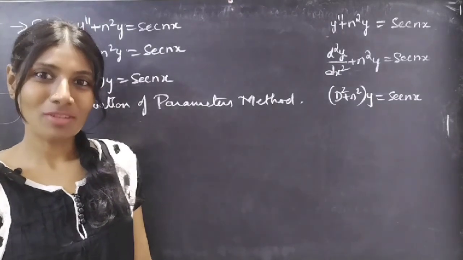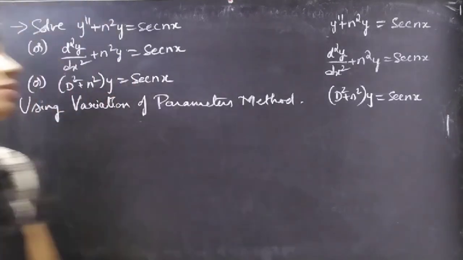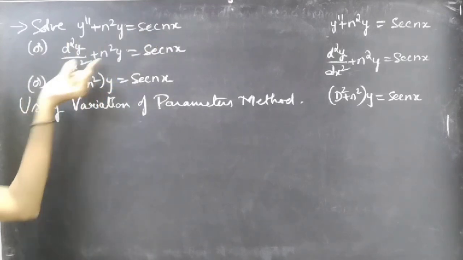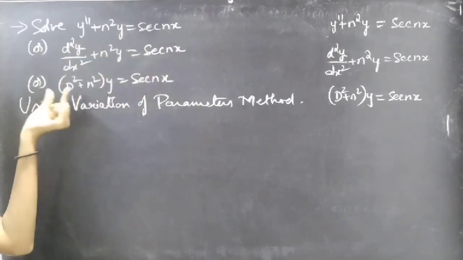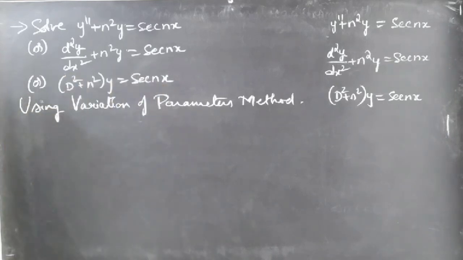In this video, we are going to solve a differential equation using the variation of parameters method. So let's get going. Problem: solve y double dash plus n square y equal to secant nx, or d square y by dx square plus n square y equal to secant nx, or d square plus n square into y equal to secant nx, using the variation of parameters method.